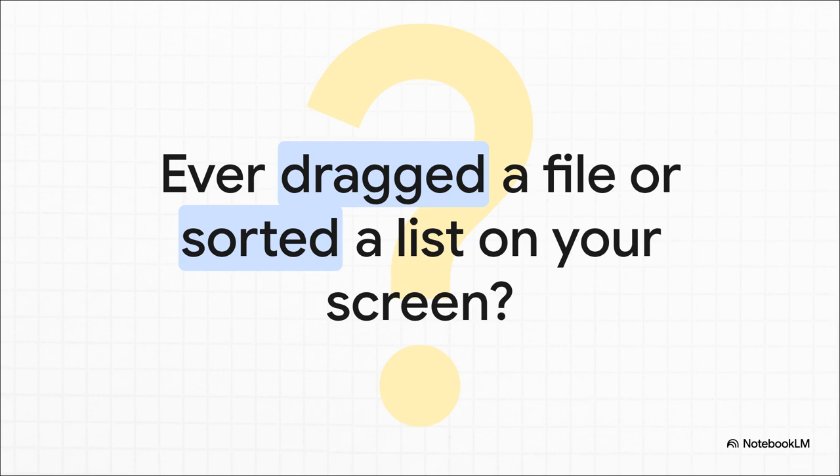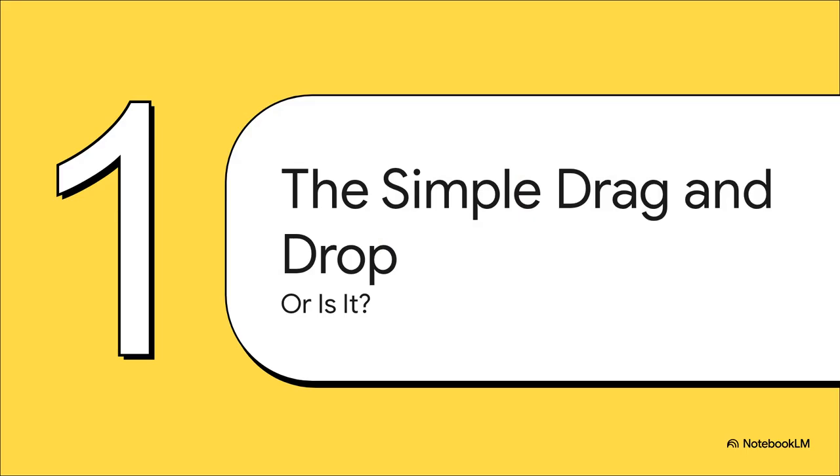I mean, think about it. You've done this a million times, right? Dragging a file into a folder, reordering your favorite playlist, moving an appointment on your calendar. It just feels so intuitive. It's like the simplest, most natural thing you can do on a screen. But what if I told you that simple, fluid motion isn't simple at all? That it's actually a really complex, four-step move that takes a surprising amount of physical skill to pull off?